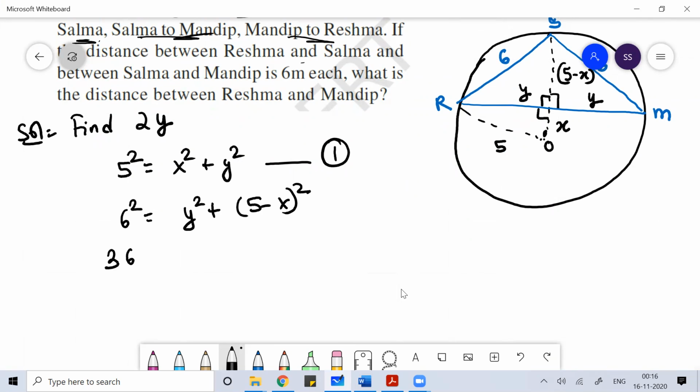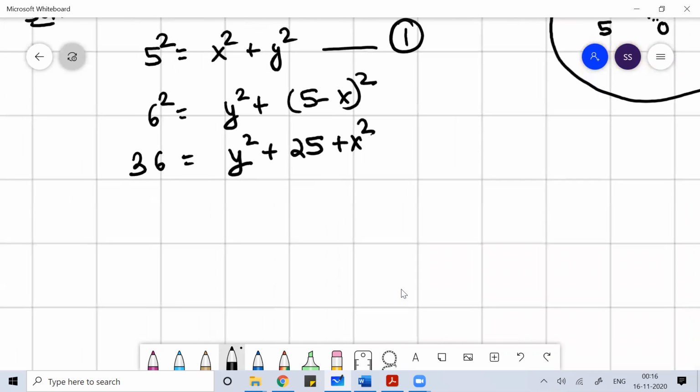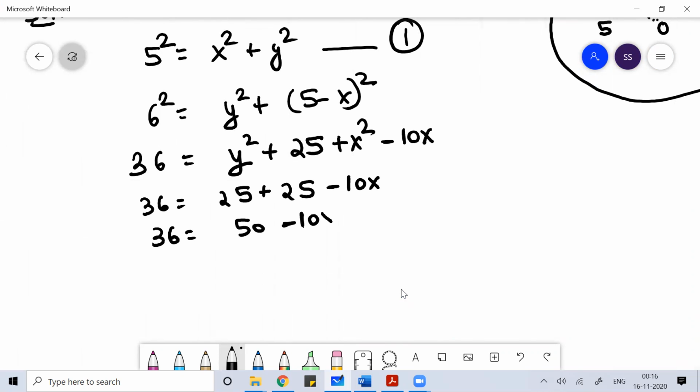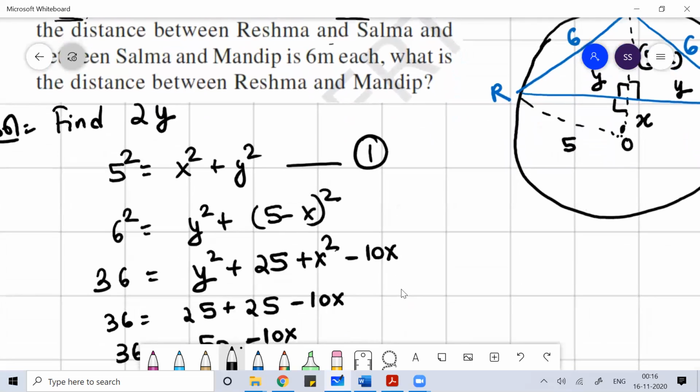So 6 square means 36 is equal to y square plus 25 plus x square minus 10x. x square plus y square is 25, that you know. So 36 is equal to 25 plus 25 minus 10x. So 36 is equal to 50 minus 10x. So 10x is equal to 14. So x is equal to 7 by 5. The x value is 7 by 5.